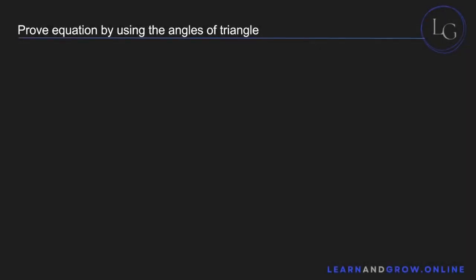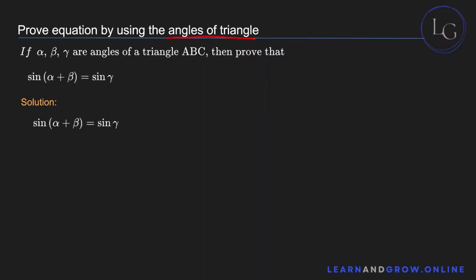Now, we need to prove the equation by using angles of a triangle. So, it says that if alpha, beta, and gamma are the angles of a triangle ABC, then prove that sine of alpha plus beta is equal to sine gamma. Okay, how do we do this? Well, it says that sine alpha plus beta is equal to sine gamma.